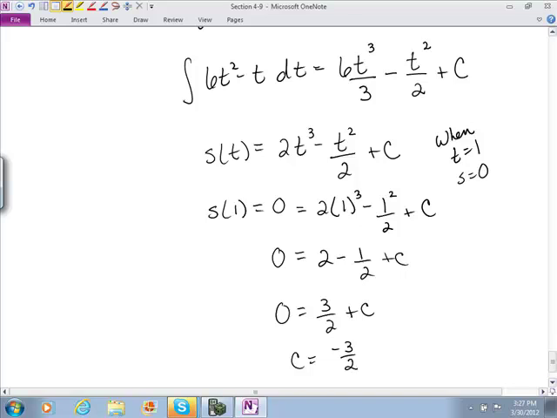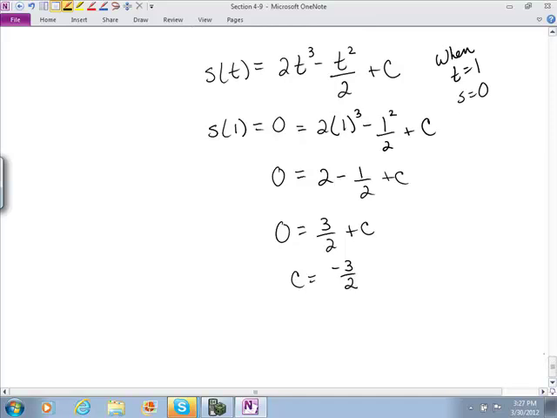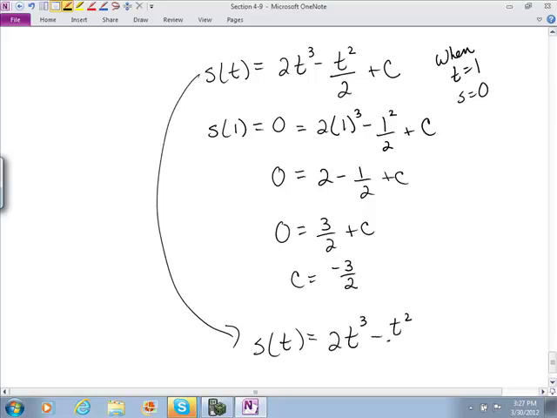So I have now my specific equation back at this s of t, but I know what c is now. So s of t is equal to 2t cubed minus t squared over 2 minus 3 halves.